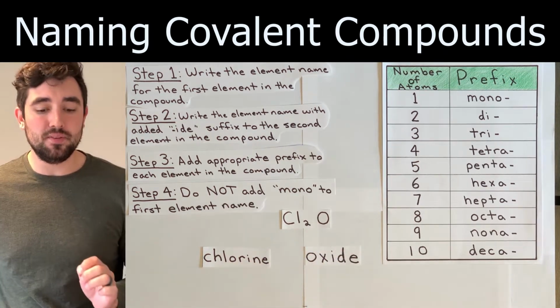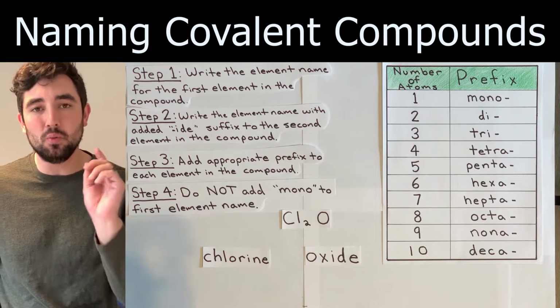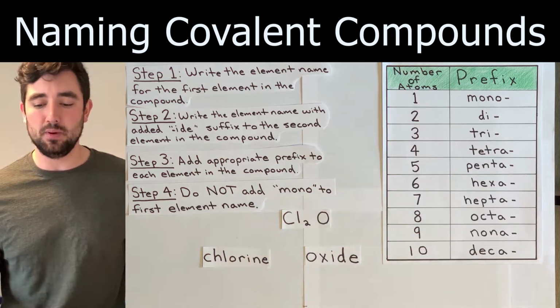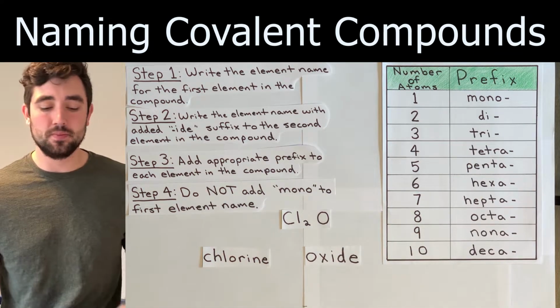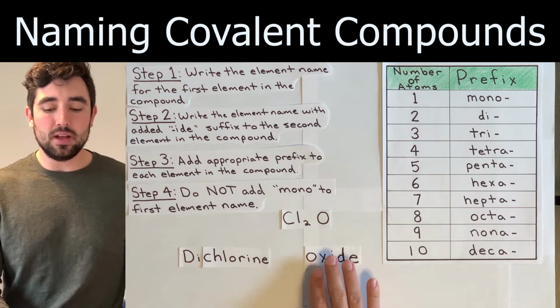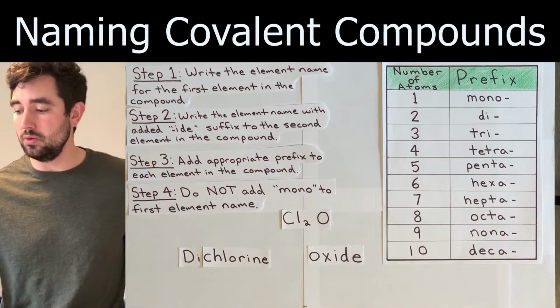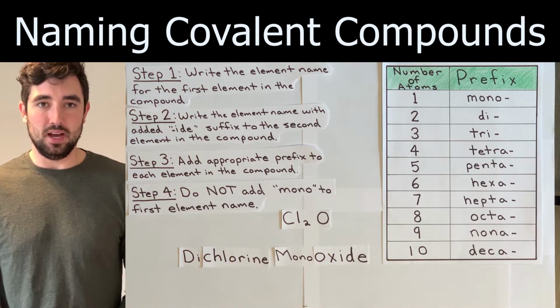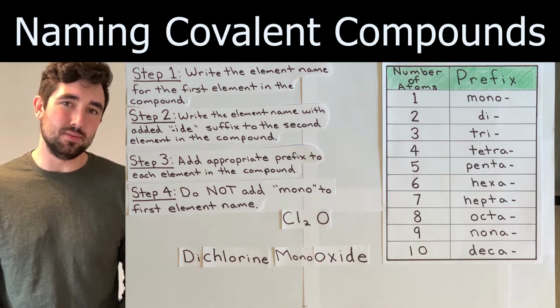Now when I go to do my prefixes, I want to look at chlorine. If there's only one of them, I cannot use the prefix mono. If there's any more than one, I can use any of these prefixes. There happens to be 2, so I will use the prefix di, dichlorine. And when I look at oxide, there's only one of them, so I use the prefix mono. So now I have monooxide. Kind of a lot of syllables, isn't it?